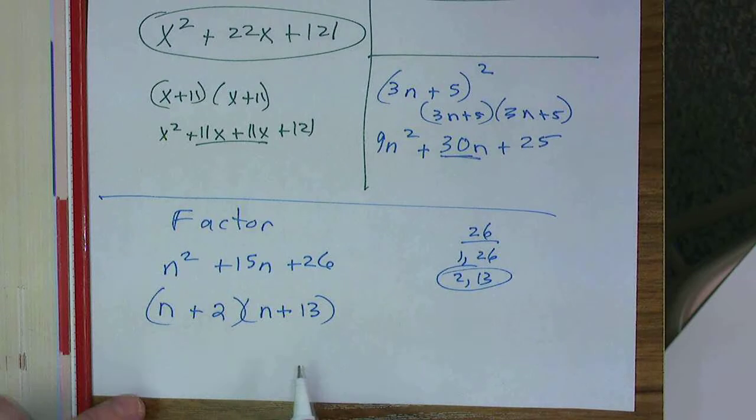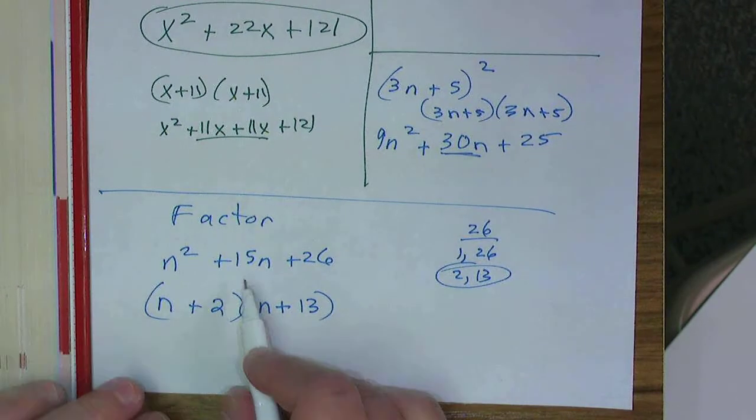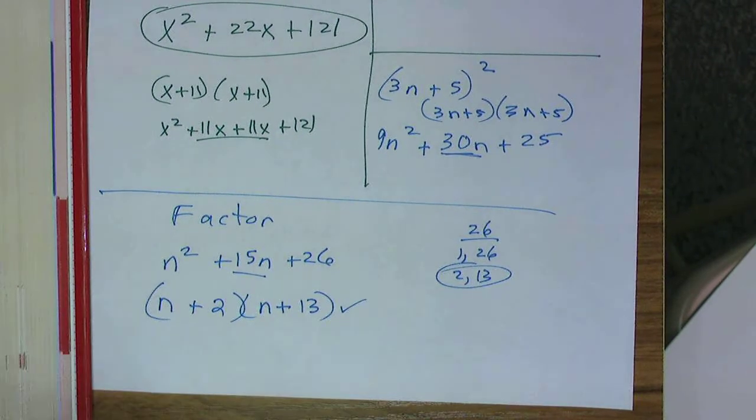Let's check it, make sure I'm correct. N squared. The outers are 13n, inners are 2n. That gives you 15n and plus 26, so it should be correct.